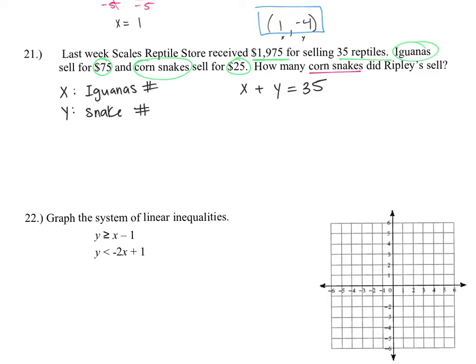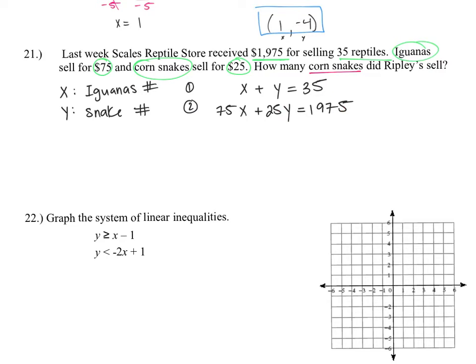The second equation here could be something like multiplying the number of iguanas with how much it costs. So $75 times x plus $25 times the number of corn snakes, so y, would give me the total amount that I made at the store. So that would be $1,975. So I multiply how much profit I made with the iguanas and how much profit I made with the corn snakes. Perhaps I would get my total. And so now that I have two equations here, I can go ahead and try to solve for y.